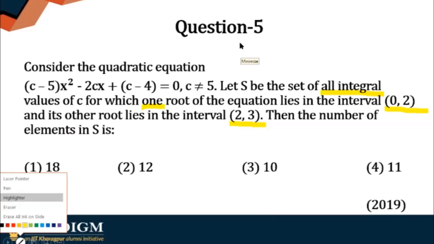Fair enough. So I'm getting a lot of answers saying it's 11, which is option 4.